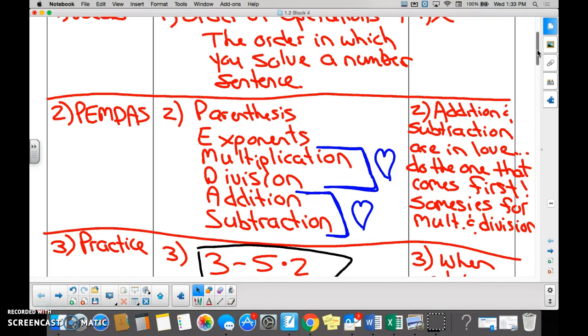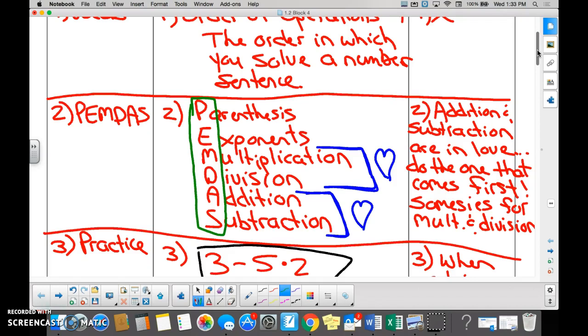Parentheses, exponents, multiplication, division, addition, subtraction. This is not the first time you've seen PEMDAS. So PEMDAS is your acronym for how to solve order of operations. The P stands for Parentheses, the E stands for Exponent, the M stands for Multiplication, the D stands for Division, A stands for Addition, S stands for Subtraction.